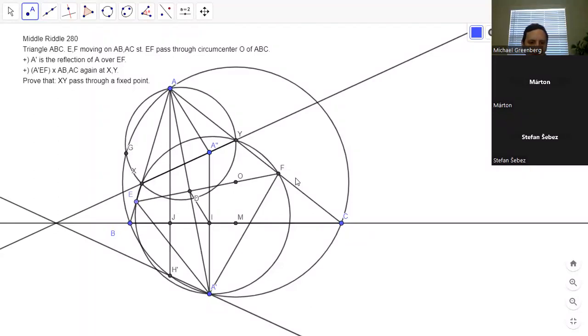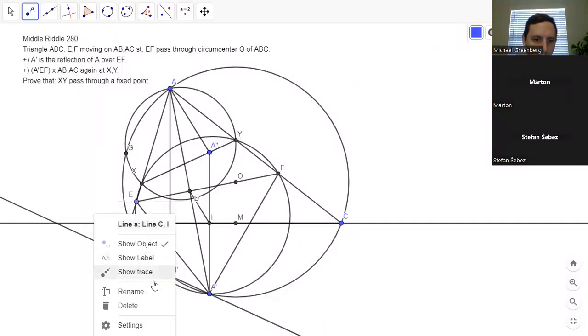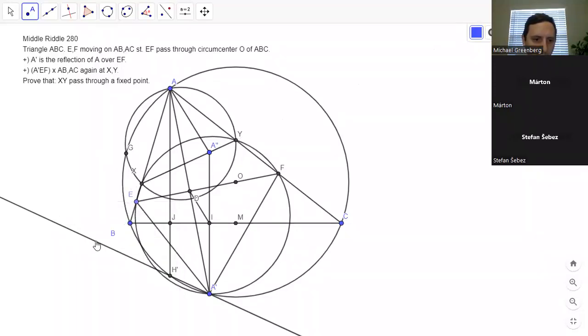So to me, it almost feels like an angle chase should do it. We just have to write it out. So, all right, I'm going to delete these. It feels like angle chaseable.